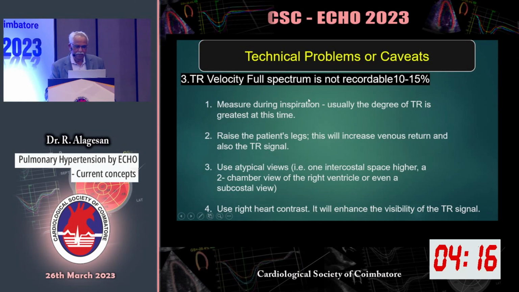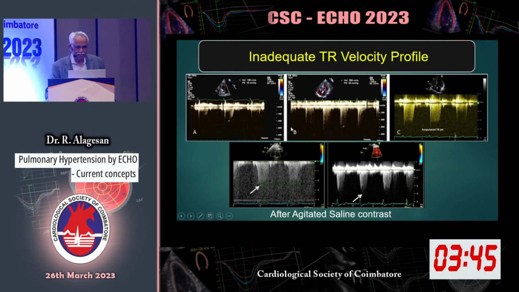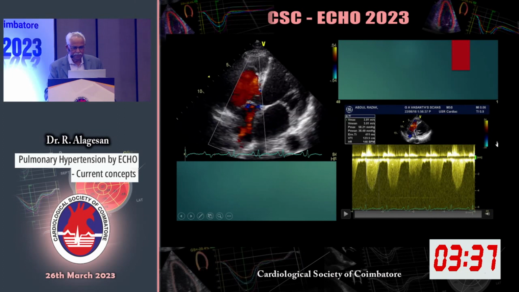In these patients, usually we'll be able to record a TR during inspiration. In expiration, it may not be clearly visible. Raise the patient's legs. This will increase the venous return and the TR signal may become more prominent. And use the other views. Not only the four-chamber view, you can use the parasternal short axis view, the subcostal view, etc. And if the TR velocity is not clearly obtained, use a right heart contrast. You can use agitated saline or Sonovue to get a good TR velocity. So this is how, in a patient with an indeterminate signal, saline contrast clearly shows you the TR jet velocity.